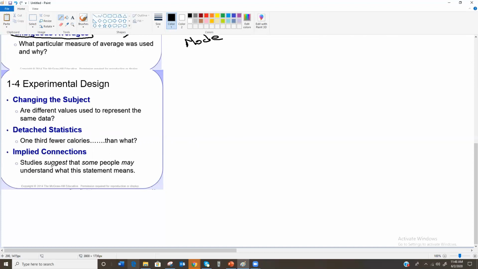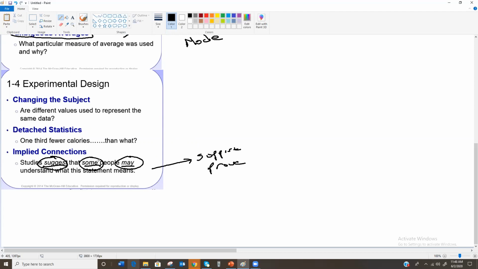This is when they don't really say anything. Studies suggest that some people may understand what this statement means. When you see words like suggest, some, may, those aren't words that you want to see in a research study. You want to say studies support, studies prove, you know, something that's a strong word that actually says something. Suggest doesn't really say much.